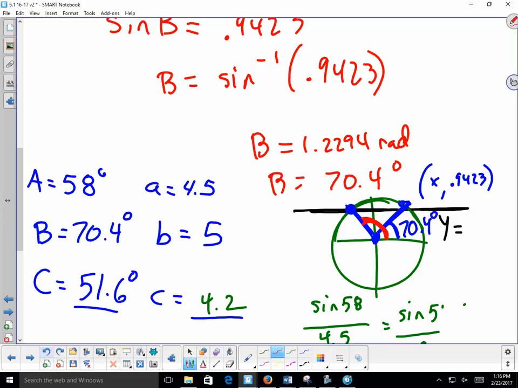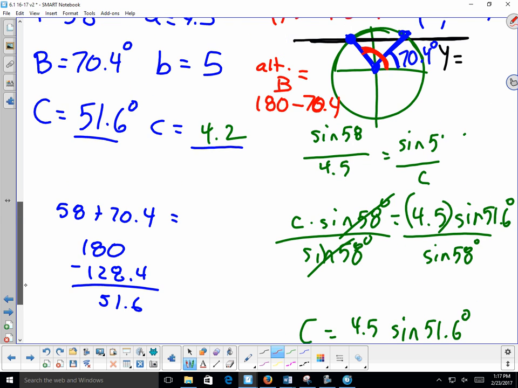So here's my point, and it's a good one. It's very important for us that I'm going to call this the alternate B, not to be confused with alternate facts. Okay? Danny gets it. All right. Alternate B would be 180 minus 70.4, right? So that means I would have, let me clear this out.